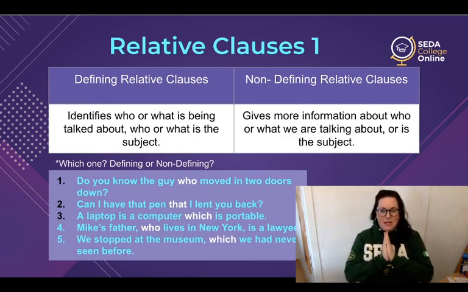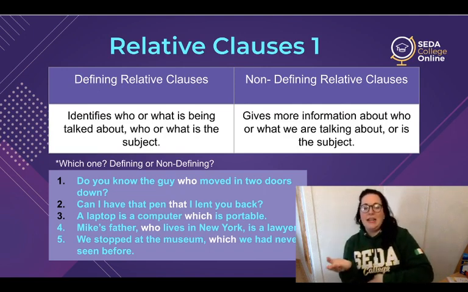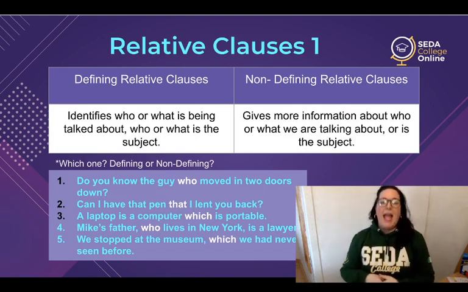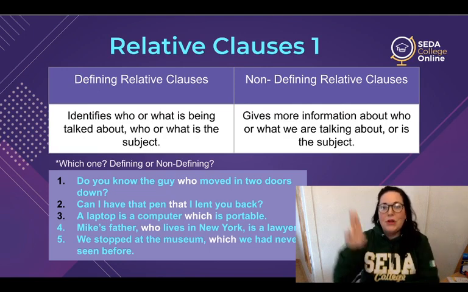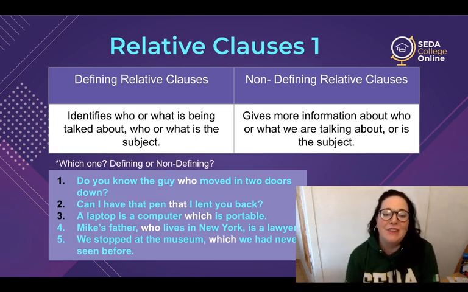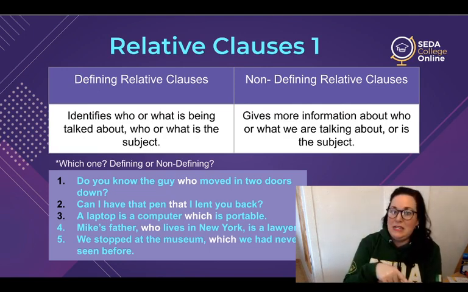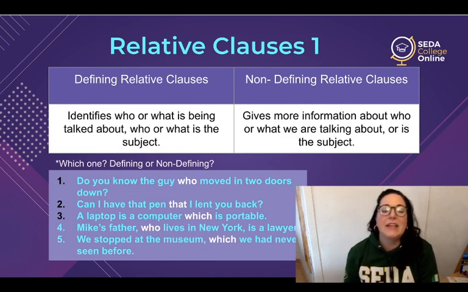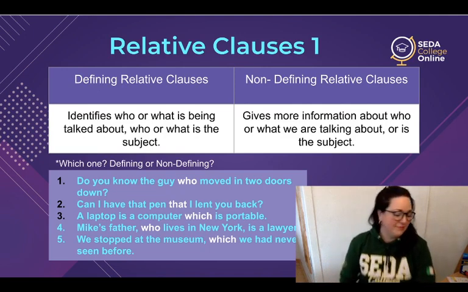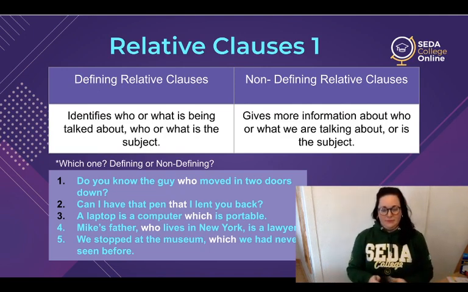Okay, so now you decide. You take 2 minutes and you decide which of those sentences are defining and which are non-defining. And if you're following along in your notebook or in the comments section for our live class, you can put D or ND next to the number. Okay? All right, 2 minutes.